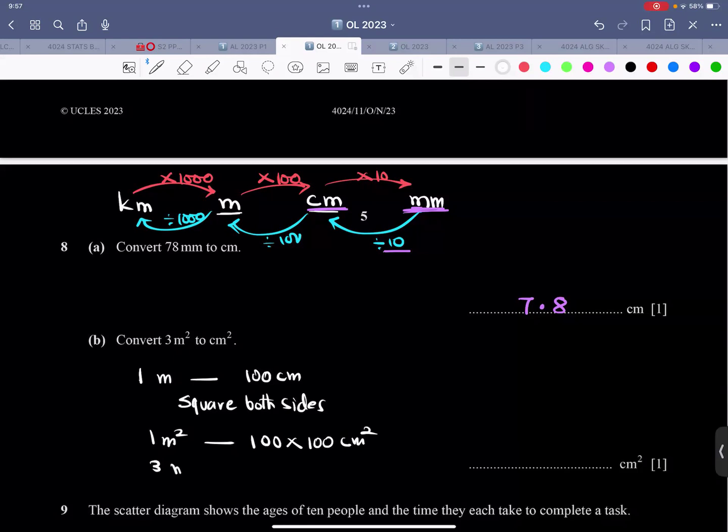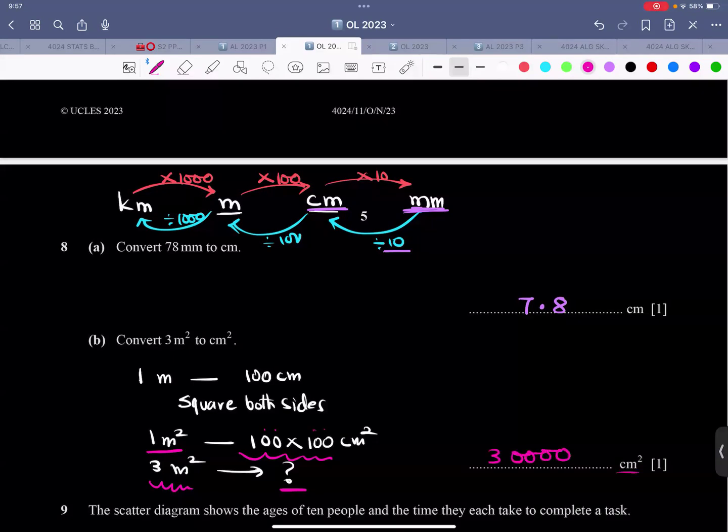Therefore, we have 3 meters square. How much is this? So basically, we multiply this by this. So 1, 2, 3, 4 zeros. That is 3, 1, 2, 3, 4 zeros, centimeter square. That's the answer. 30,000. No need to write in the standard form. Leave it in the normal form.